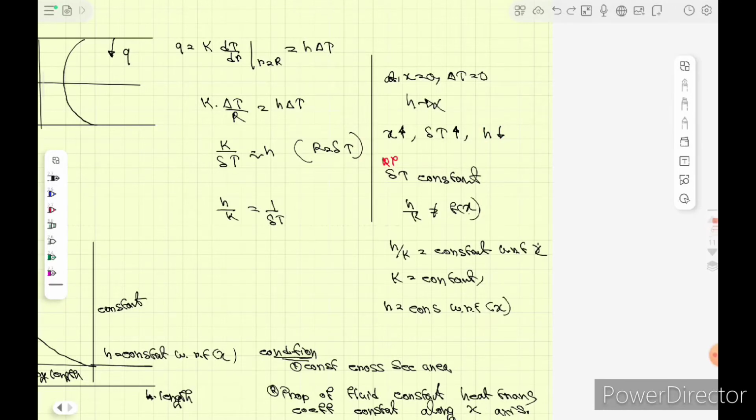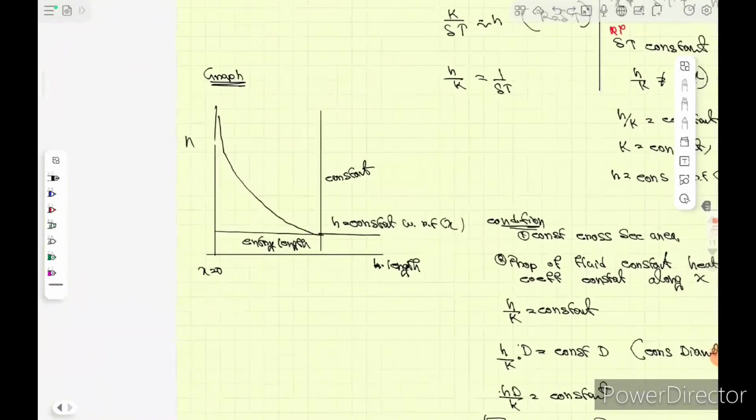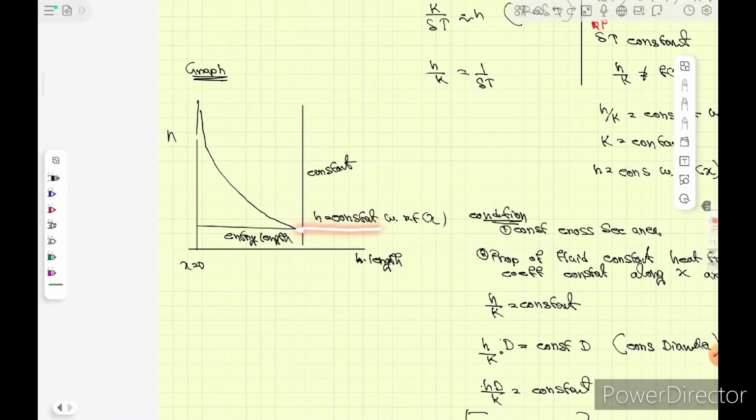Dot t is constant, h by k is also constant, k is constant, and h is also constant. Simple. So h is constant, only with respect to x, h is constant. This is the main point that you remember.